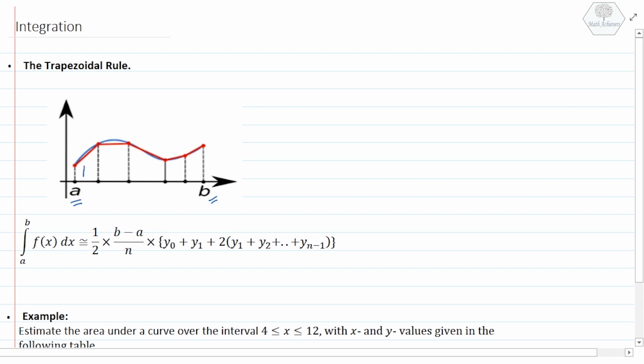It's like this trapezium has area 1, this one has area 2, this is area 3, this is area 4, and area 5. So we can say that the integration from A to B of f of x, which is the area, is approximately equal to trapezium 1 plus trapezium 2 plus trapezium 3 plus 4 plus 5.